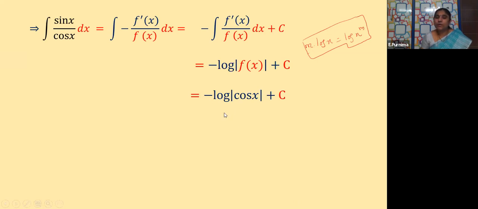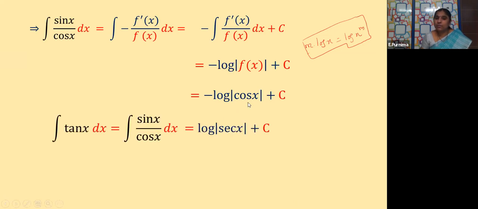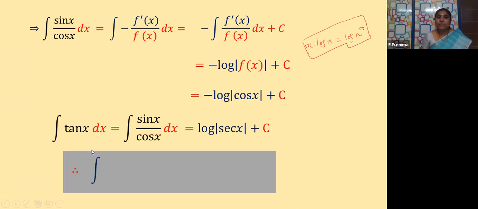So cos x to the power of minus 1 is nothing but 1 by cos x. 1 by cos x is nothing but secant x. So we can write this minus log cos x as log secant x. Now what is the formula for the integral of tan x, children? Integral of tan x is nothing but log secant x plus c. Is it interesting or not?